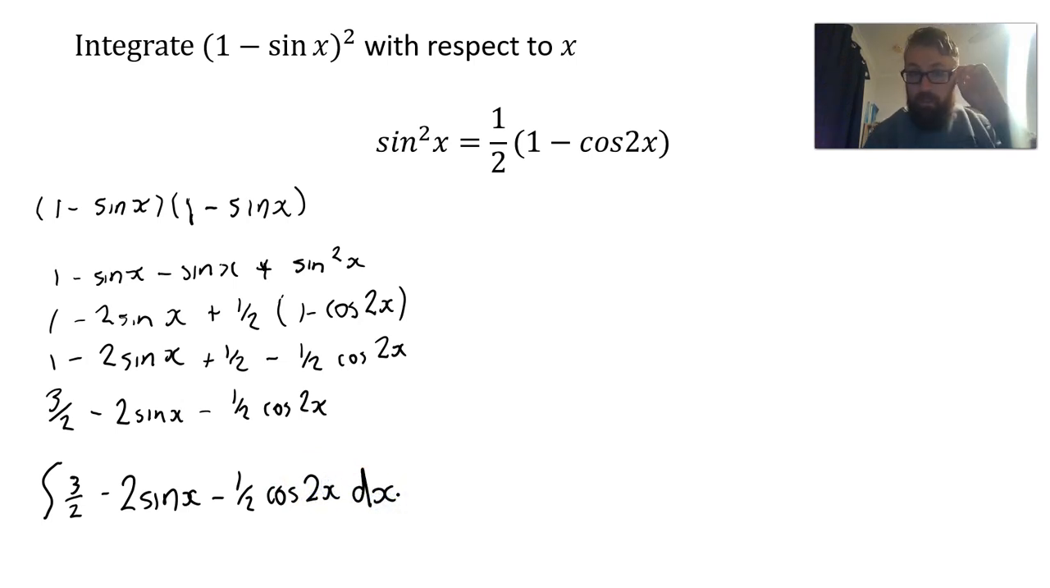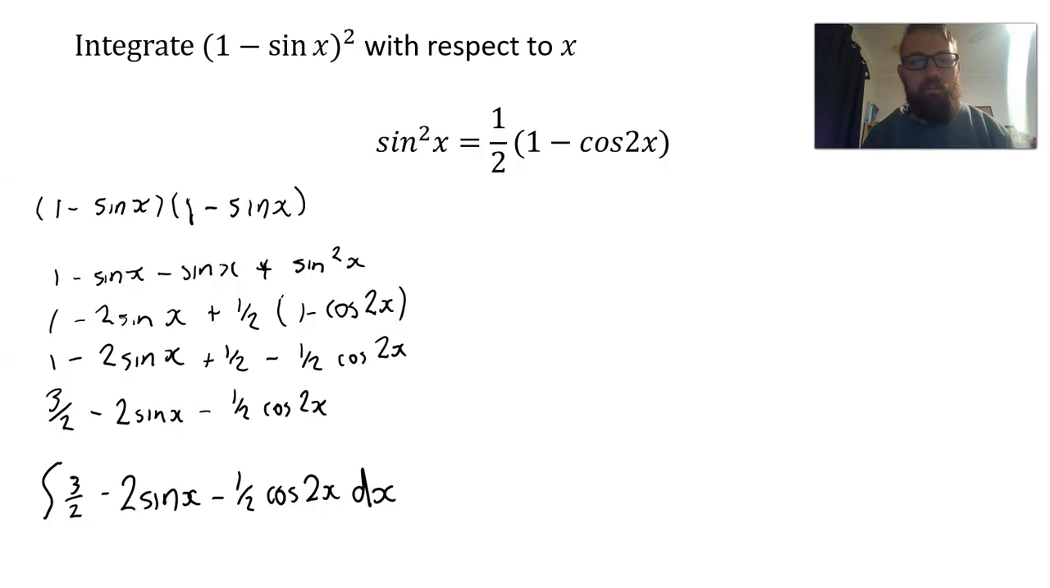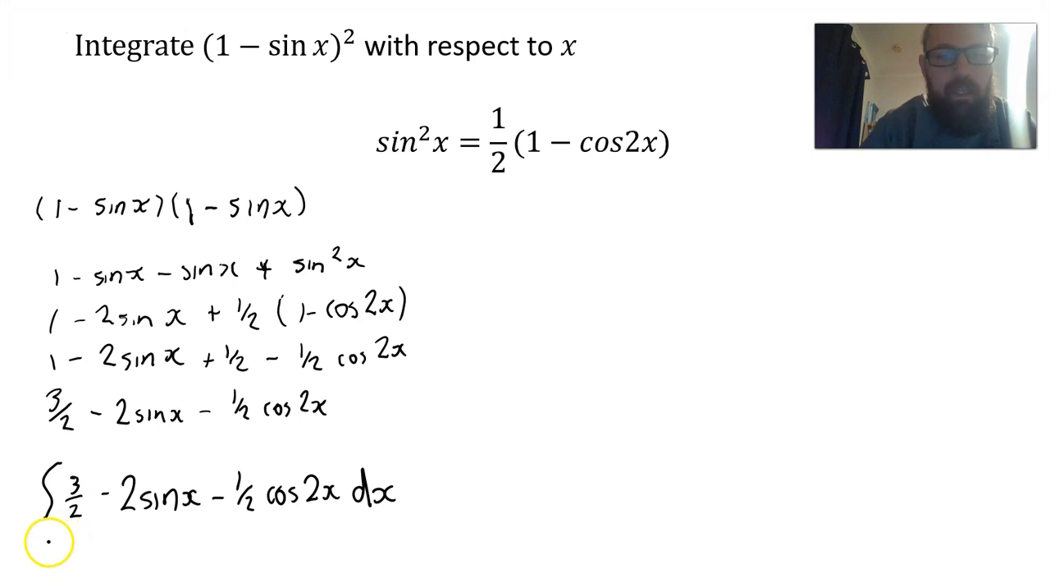And this is where it's going to come in handy using our rules for integration. So the first one we've got to do is 3 on 2x. That's just a constant. So if we integrate a constant, we're just going to get that constant times x. So this is going to equal 3 over 2x.